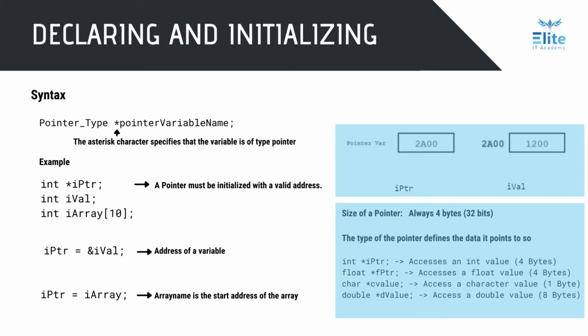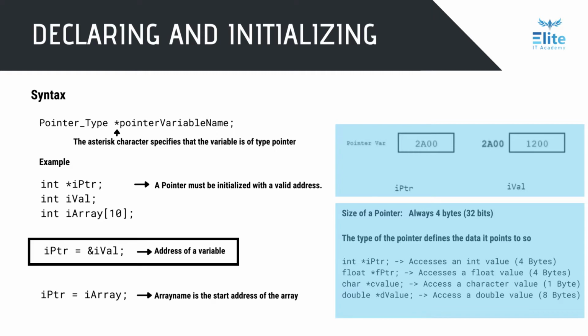Now, once a pointer is declared, it must be initialized properly. Uninitialized or wrongly initialized pointers are a common occurrence in C programming. This leads to runtime errors that are difficult to debug and fix. So please be careful when you initialize and perform operations on pointer variables.